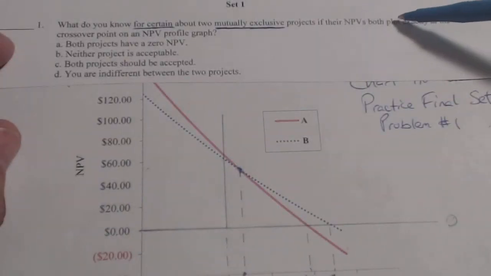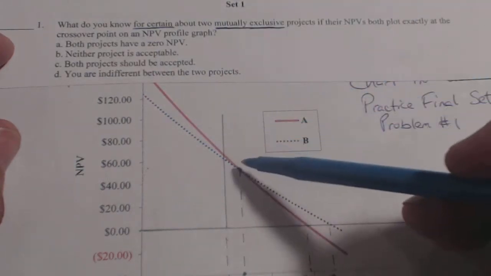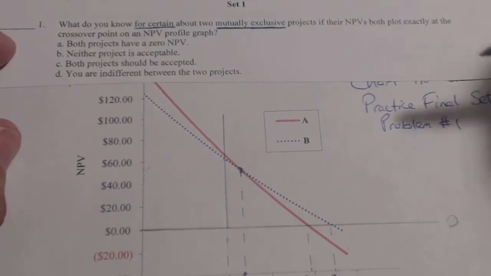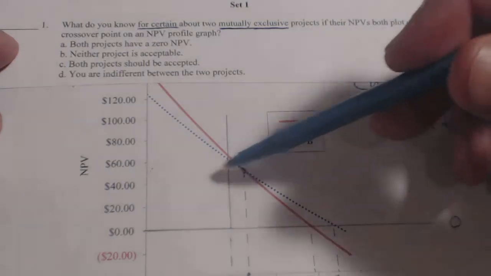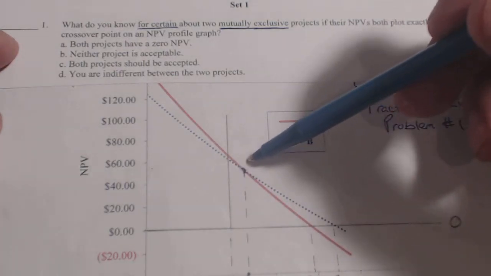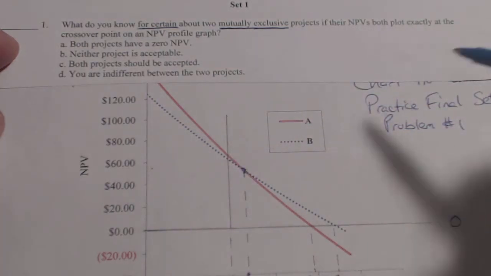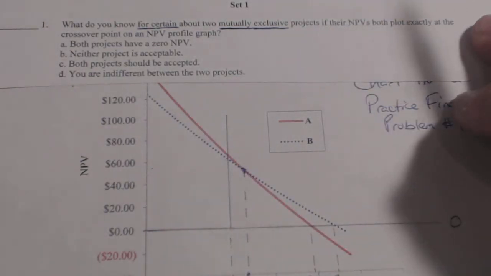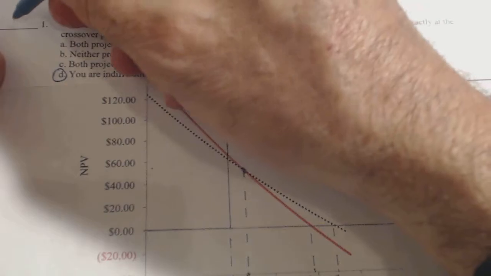Well, if their net present values both plot exactly at the crossover point, which means they're both at the same point, okay, in this case, because they use crossover point. They could have just said that, they didn't have to use crossover point, but they did in this case. Okay, so if their net present values both exactly plot at the crossover point, that means they're both the same. And if their net present values are both the same, that means you would be indifferent to which one you selected, right? Because in this case, say it's $60. If they're both at $60, then if you're basing it on net present value, you'd kind of be indifferent to which one you selected. So the answer to this one is D.